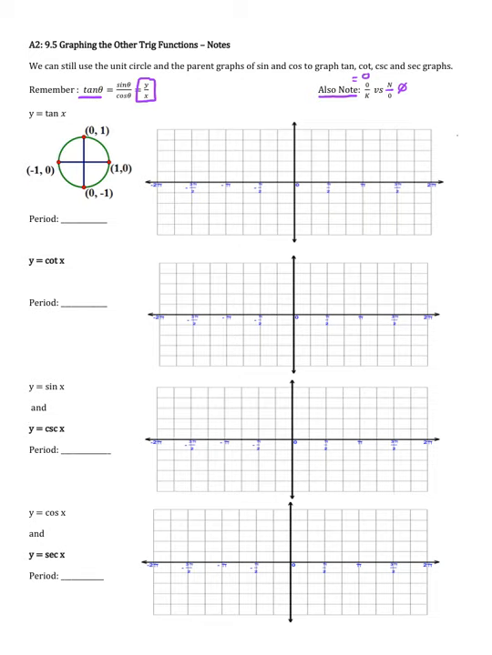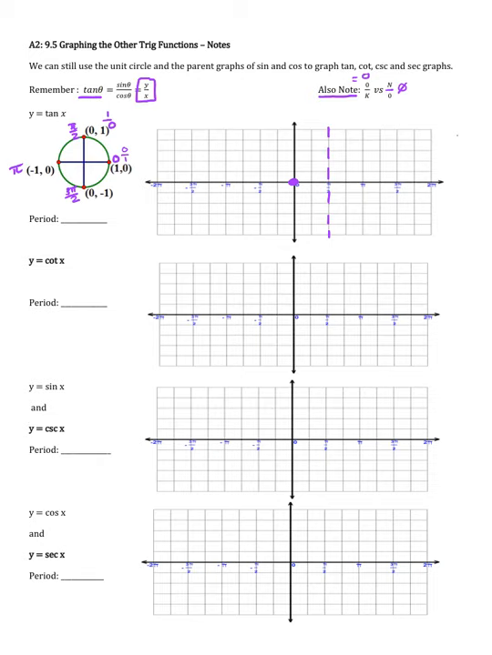Let's look at tangent. We're going to start at 0 radians, which would be right here. This would be pi over 2. This will be pi. This would be 3 pi over 2. And look at what happens. So at 0, I'm making a ratio of 0 over 1, which is 0. So tangent will cross right here. At pi over 2, I'm making a ratio, again, y over x. So that's going to be 1 over 0, which is undefined. So at pi over 2, we're going to draw an asymptote.